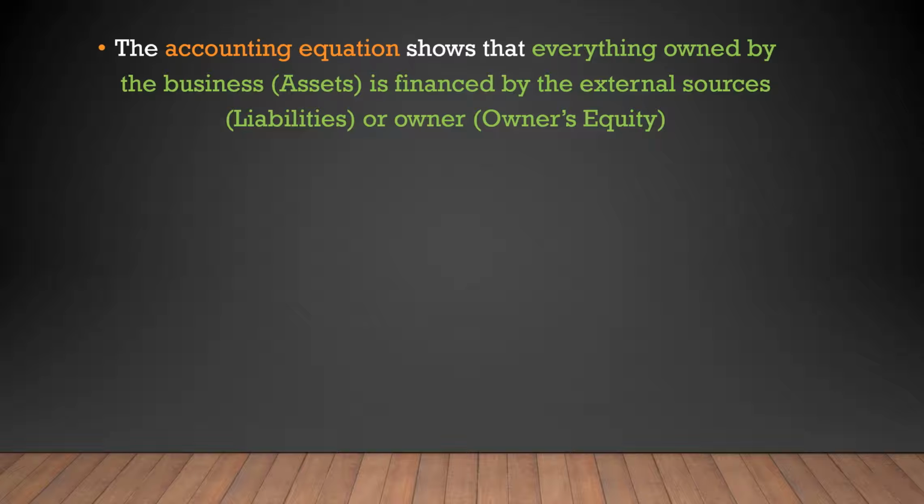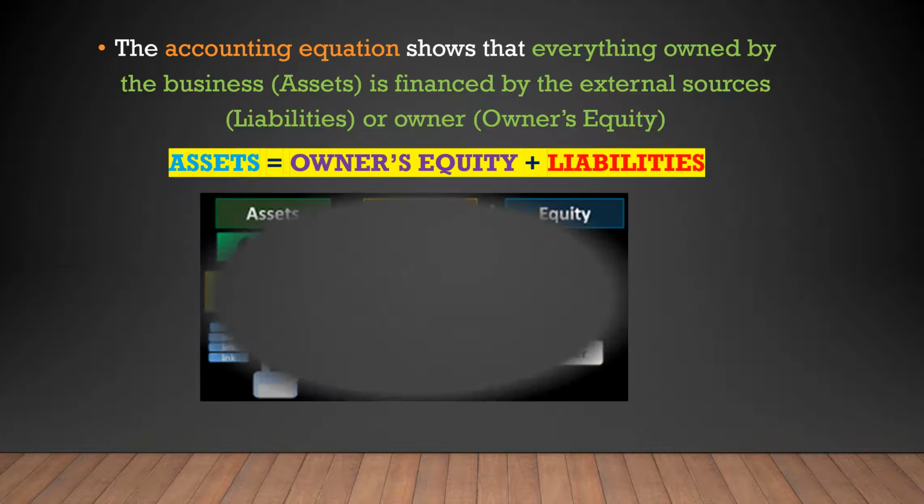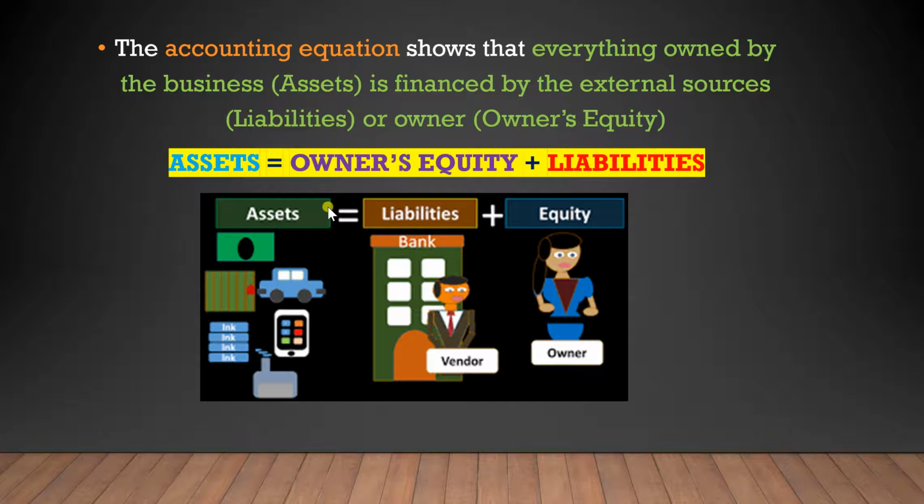So the accounting equation shows that everything owned by the business, which is what we call the assets, is financed by the external sources, okay? Which we call the liabilities or the owner equity, okay? So this is how it looks like again. Assets equal owner equity plus liabilities, okay? So assets, for example, like your cash at the bank or your cash in hand, your motor vehicle, the office equipment, and your liabilities are the bank loan maybe. Equity is what the owner bring into the business, okay?